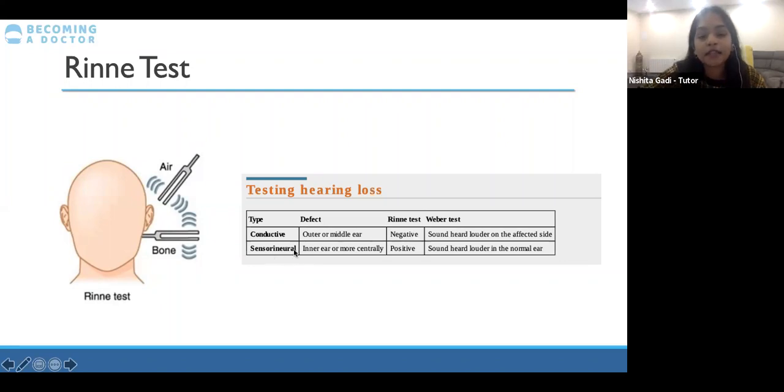But in sensory neural hearing loss, say you can still hear a little bit, but it's just a hearing impairment, then it will be like usual. Air is still better than bone, basically. But you still won't hear as well as a normal ear. But air will still be better than bone. That's why it's Rinne Test positive.